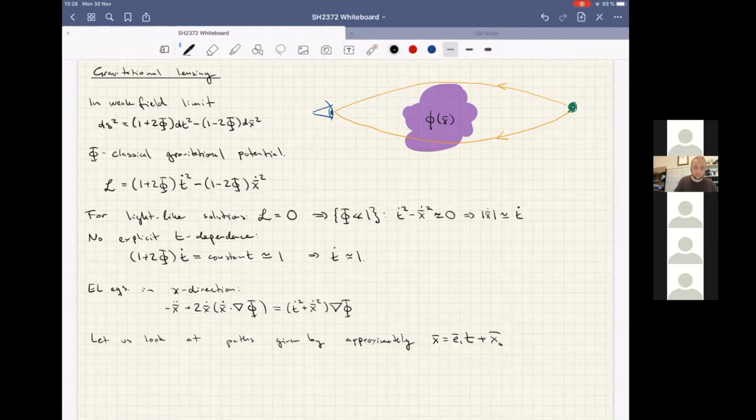So what we can do is that as long as we have something small, then we're going to expect that x dot, which is essentially the direction of travel of the light, will be given by E1 times 1 plus something that's of the order of the deflection angle squared, plus E2 V2 plus E3 V3.